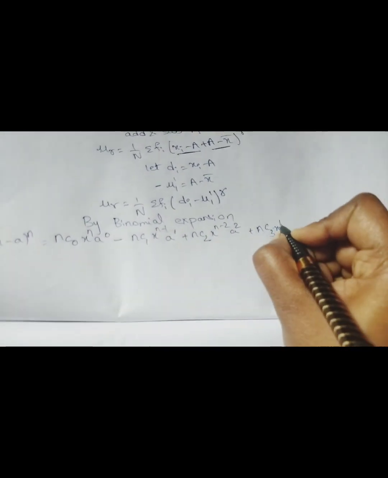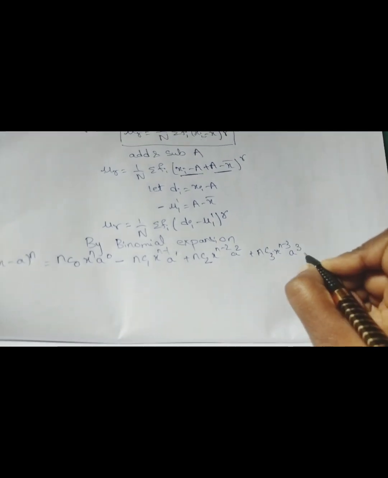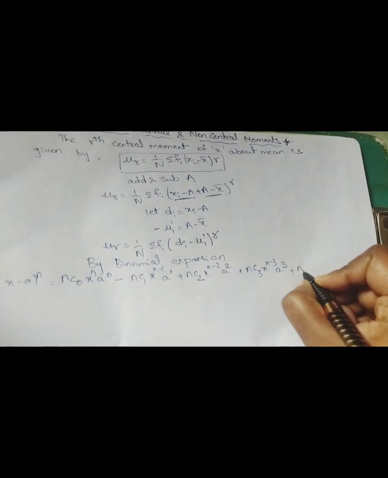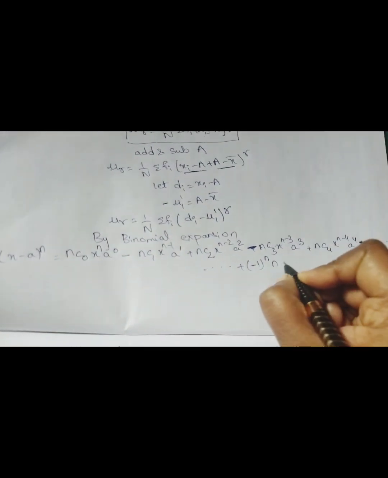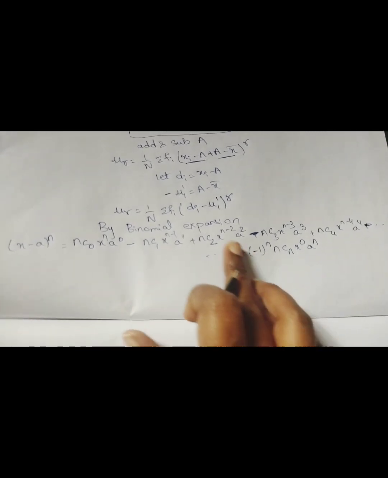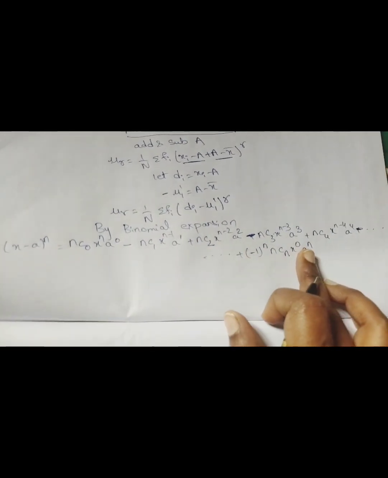So in order to derive that, we will write till 4: nC3 x power n minus 3 a power 3 plus nC4 x power n minus 4 a power 4 plus so on. The symbols alternate, plus, minus, plus, again minus, and so on, up to the last term, (minus 1) whole power n nCn x power 0 a power n. So this is the binomial expansion formula for (x minus a) whole power n.